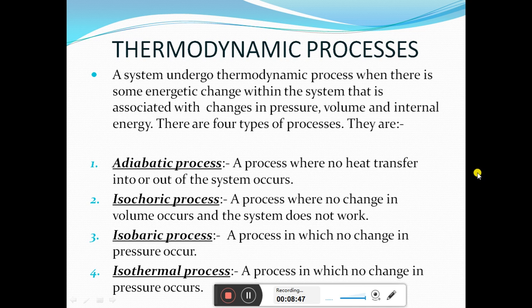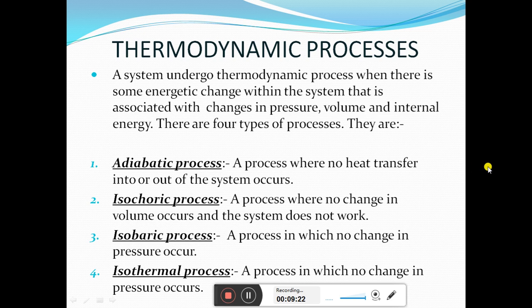Next is about the thermodynamic processes. A system undergoes a thermodynamic process when there is some energetic change within the system that is associated with changes in pressure, volume and internal energy. There are mainly four types of processes: adiabatic process, isochoric process, isobaric process and isothermal process. We have studied all of these in our earlier classes, but I will explain once more.